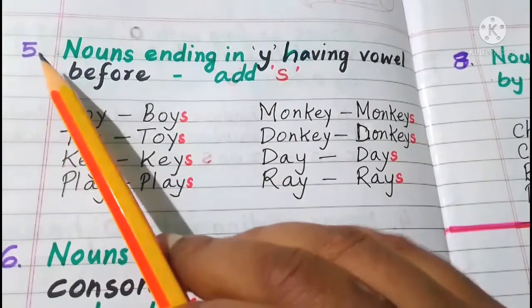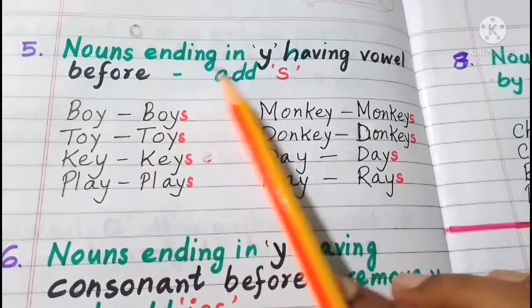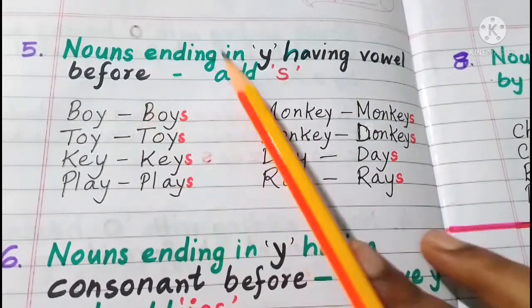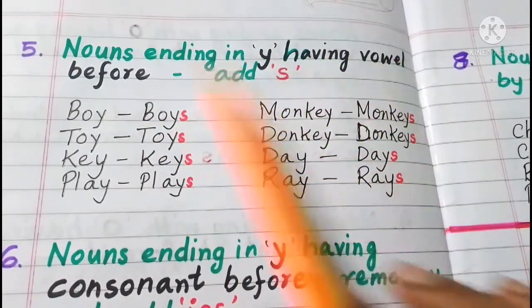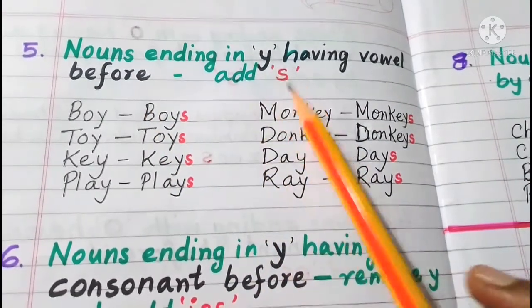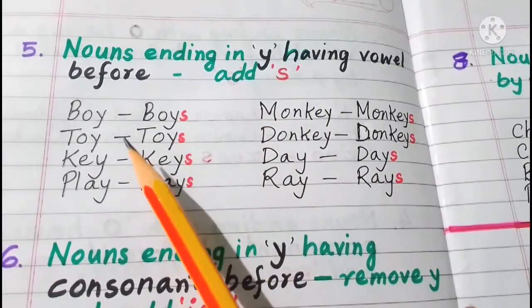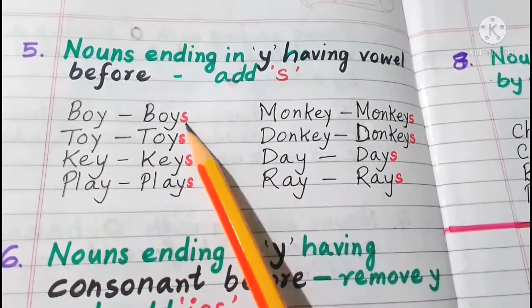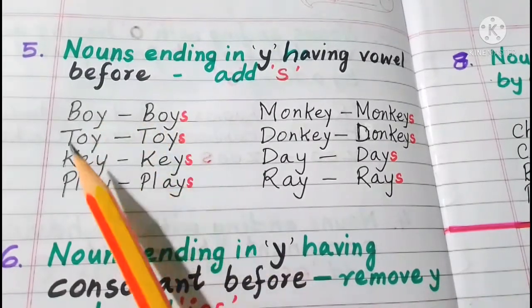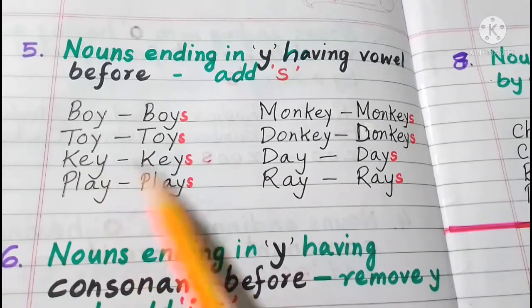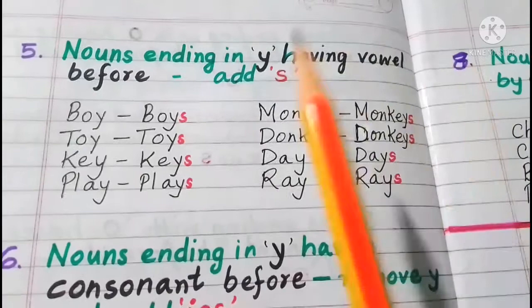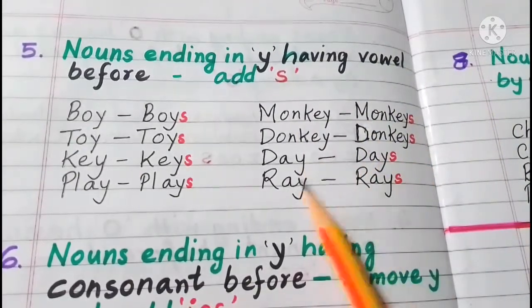Proceeding further, rule number 5: nouns ending in y having a vowel before, then add s. Add only s to the original word. So boy becomes boys, adding an s at the end without changing the original word. Toy becomes toys, key becomes keys, play plays, monkey monkeys, donkey donkeys, day days, ray rays.